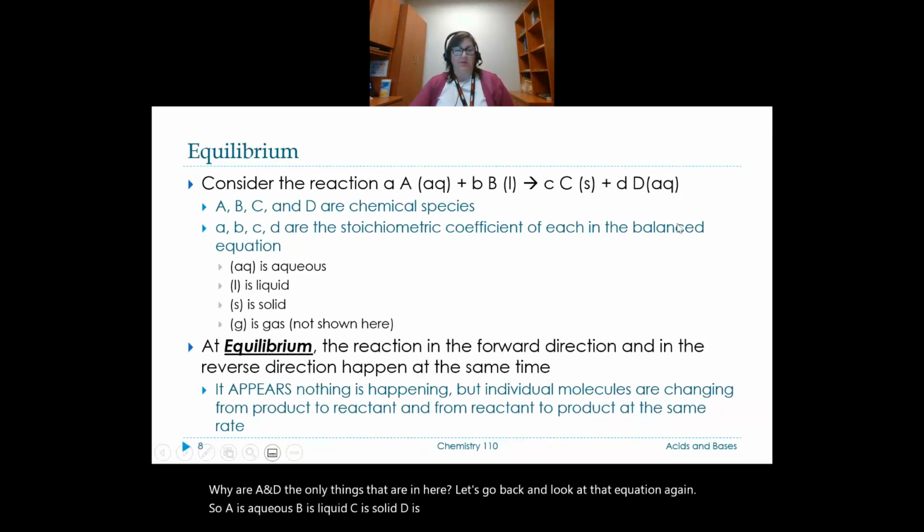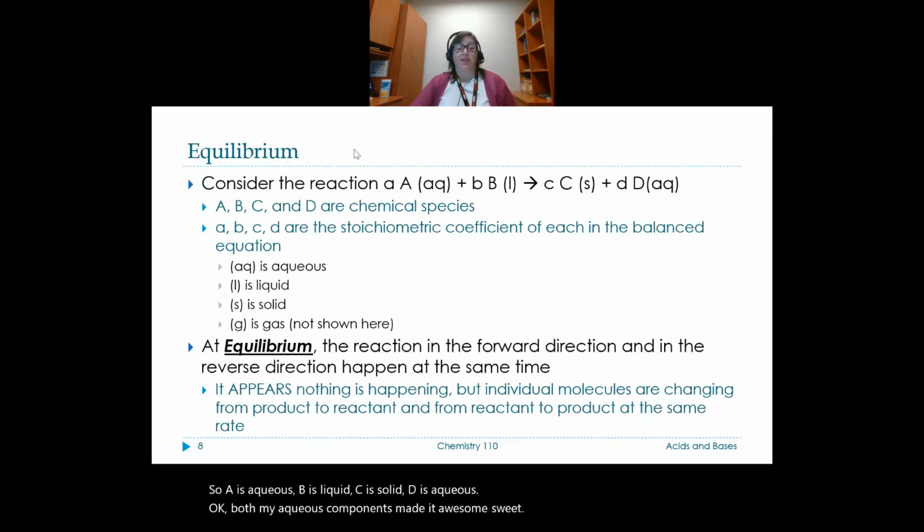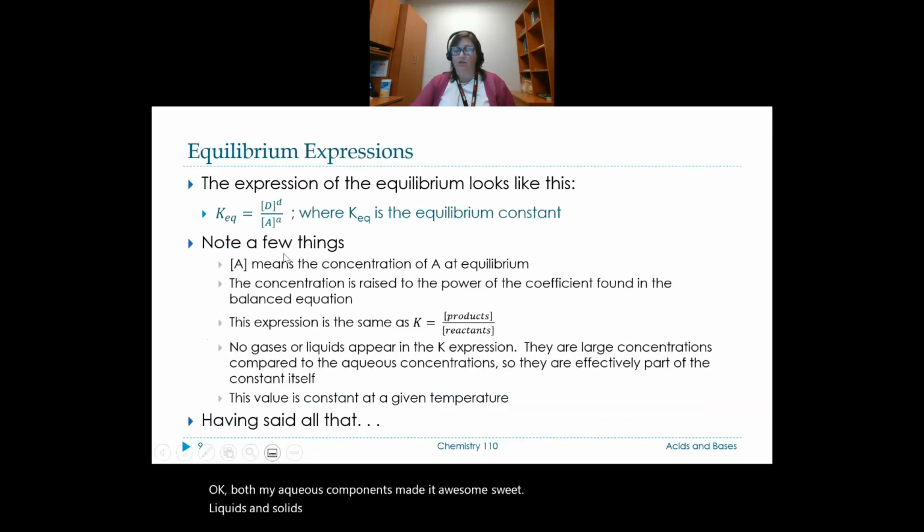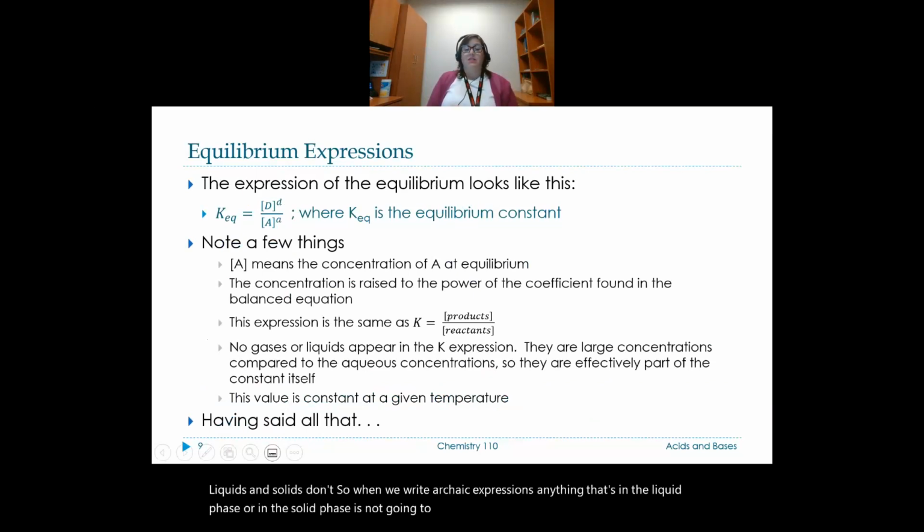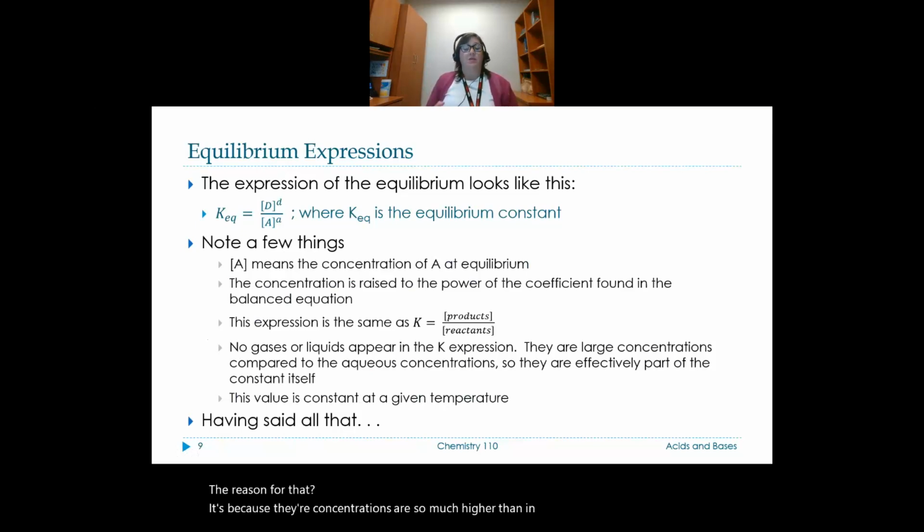Okay, both my aqueous components made it. Awesome. Sweet. Liquids and solids don't. So when we write our K expressions, anything that's in the liquid phase or in the solid phase is not going to appear. The reason for that is because their concentrations are so much higher than what we have in the aqueous phase that it appears to not be part of that expression. Okay, it's what we call a pseudo not present component.